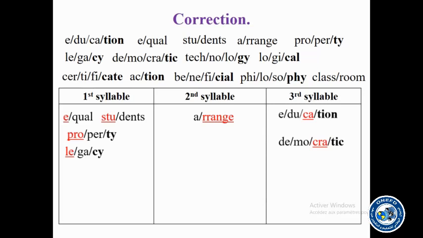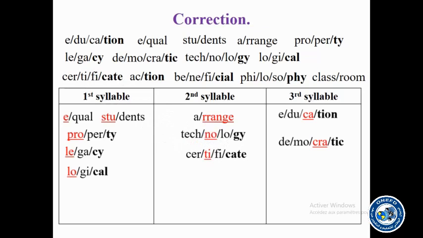Technology. Good. So where is the stress here? Very good. Second syllable. Logical, suffix all, two syllables before, so here it is on the first syllable. Certificate, with suffix 8, it's two before, so it's T, and it is also on the second syllable.